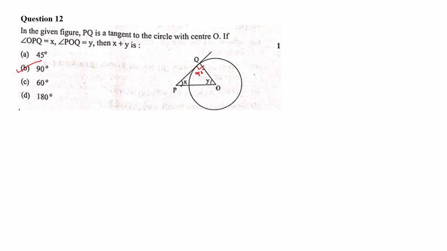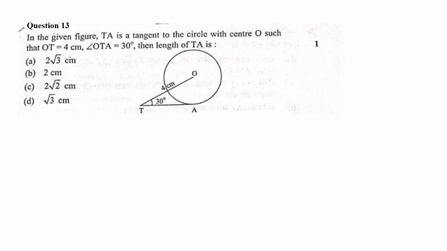Now moving to question number 13. In the given figure, TA is the tangent to the circle with center O such that OT equal to 4, angle OTA is 30, find the length of TA. For that, we have to do one construction. We have to join O to A, and this OA is going to be the radius of the circle. And radius is always perpendicular to the tangent.